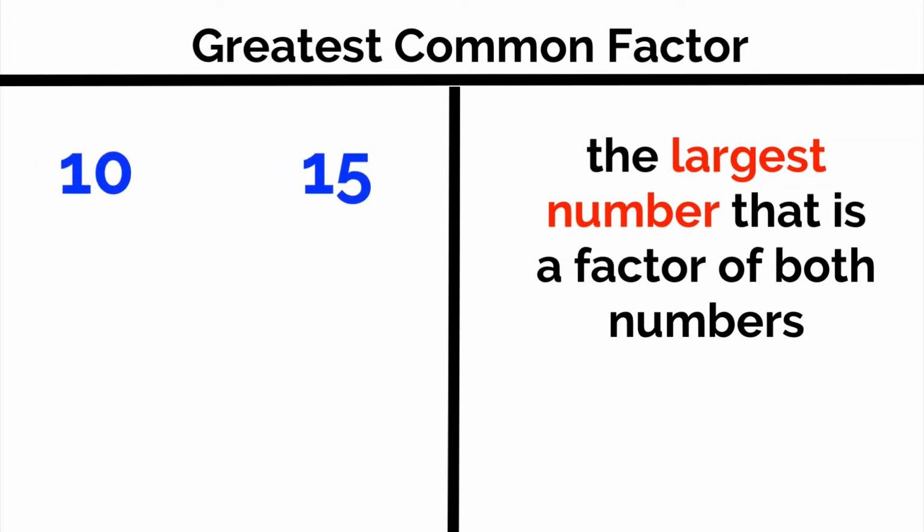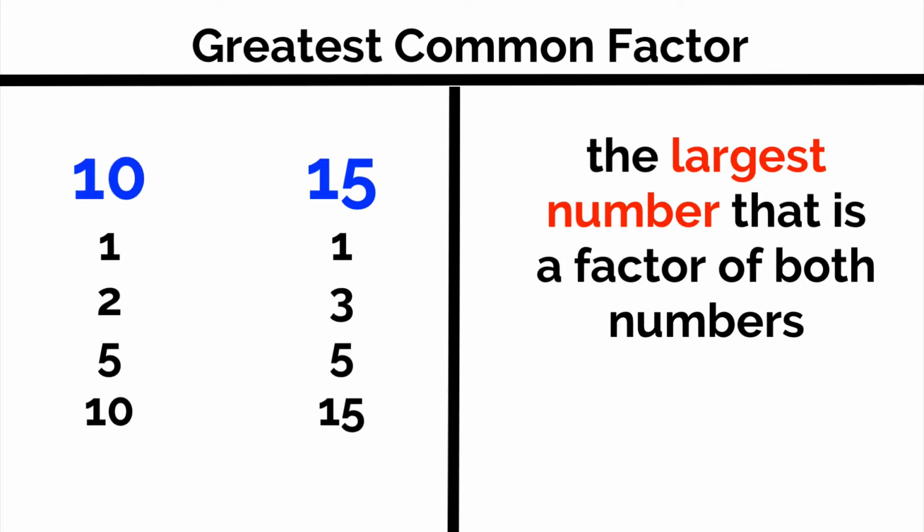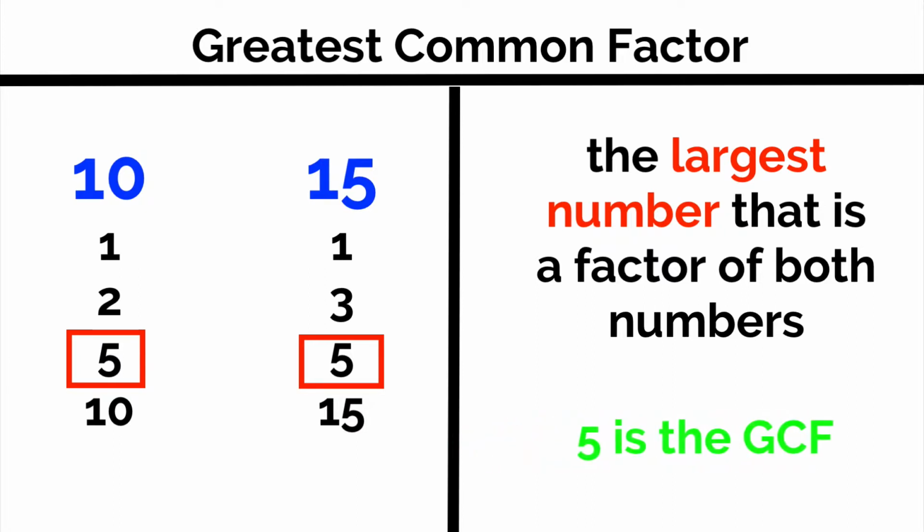Take, for example, 10 and 15. If we write out all the factors for 10, that would be 1, 2, 5, and 10. For 15, that would be 1, 3, 5, and 15. The largest number that can be found in both of these lists is 5. So 5 is the greatest common factor between these two numbers.